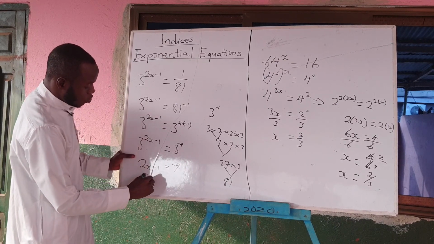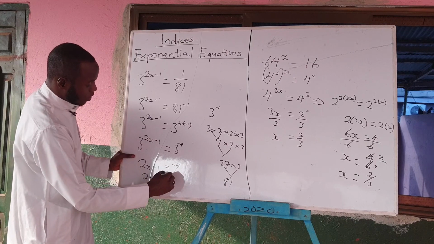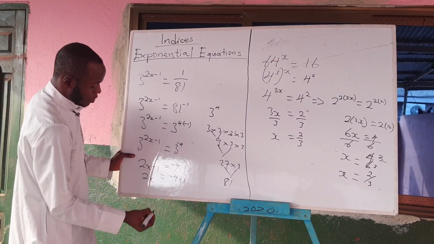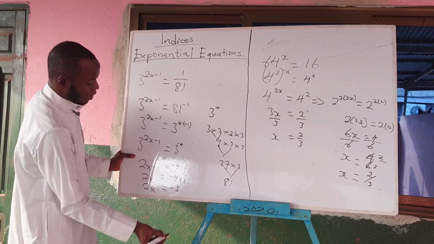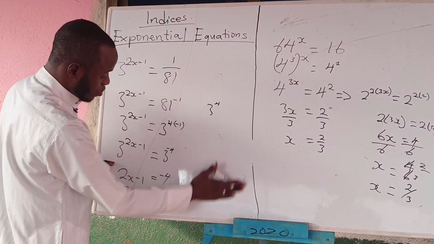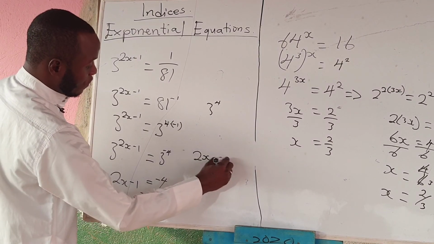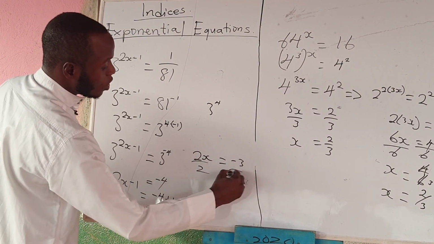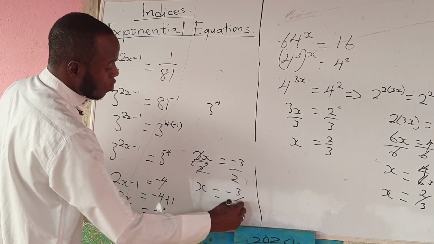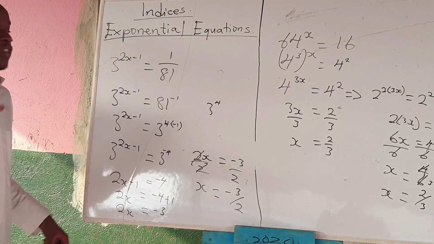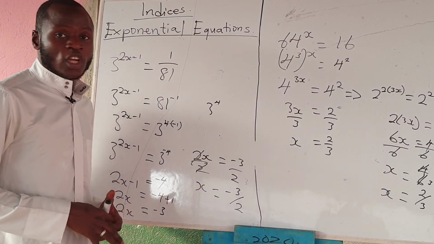So we move negative 1 to this side to get positive 1. So we have 2x equating to negative 3. If you have 2x equating to negative 3, we can choose to divide both sides by 2. This 2 will cancel out this 2, so x will be equal to negative 3 over 2. So this brings us to the end of the exponential equations.